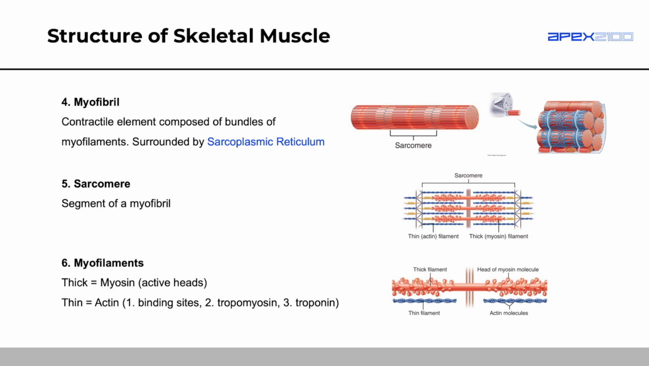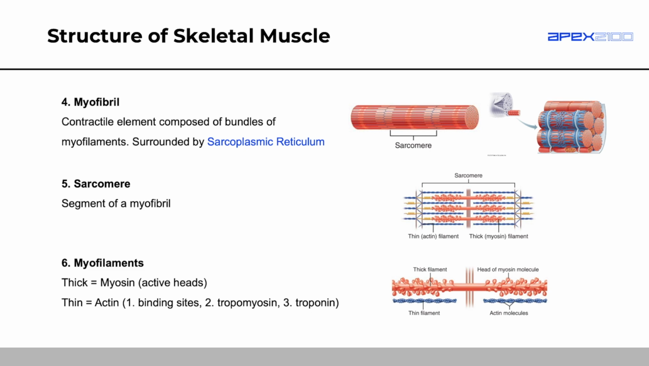It's composed of bundles of myofilaments. So a single myofibril, we can see here in that picture of that long rod, we can see all those little lines in there, and those are sarcomeres, which we'll look at in a second. But importantly, the myofibril, like I said, it's surrounded by the sarcoplasmic reticulum, and that's shown in blue, those blue tubes surrounding that myofibril. The sarcoplasmic reticulum is very important because that is where calcium is stored in the muscle, and calcium is very important for muscle contraction.